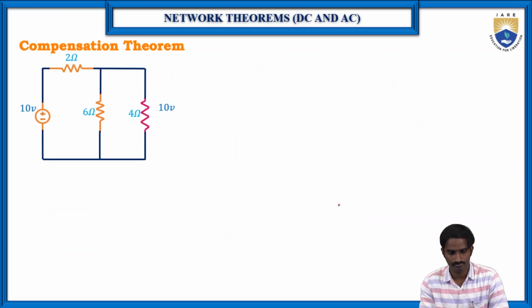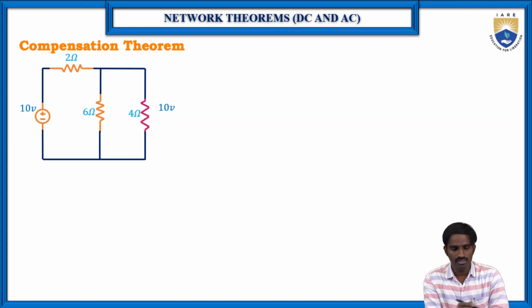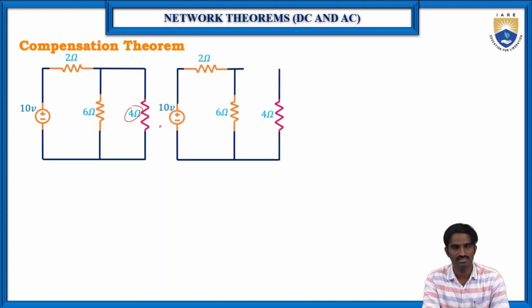Then let us consider one example to better understand this compensation theorem. Here, 4 ohms is the R_L, and the current flowing through these 4 ohms is, let us consider, I. Now we are adding some more resistance, R delta, which is 3 ohms.